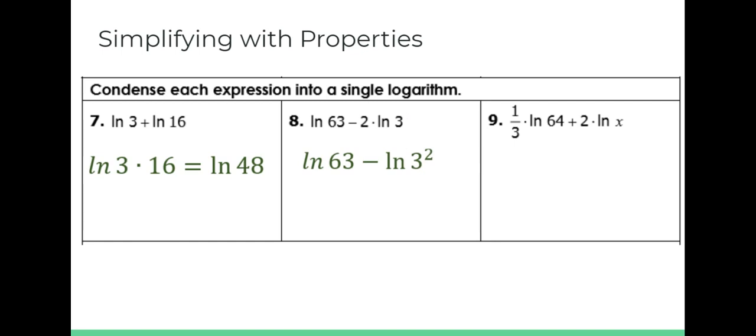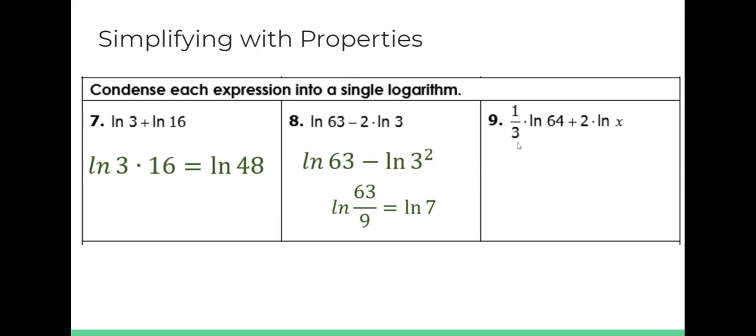It's 9. We also know that this minus tells me that I'm going to have to divide 63 by 3 squared, or by 9. So 63 divided by 9, that can be simplified into the natural log of 7.